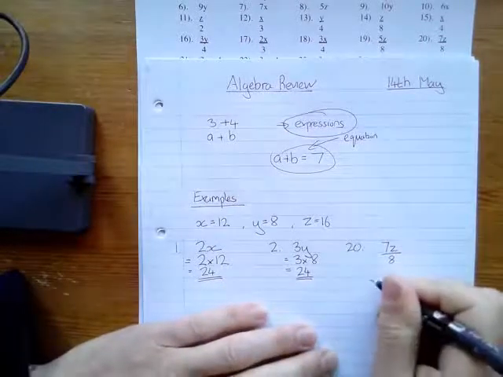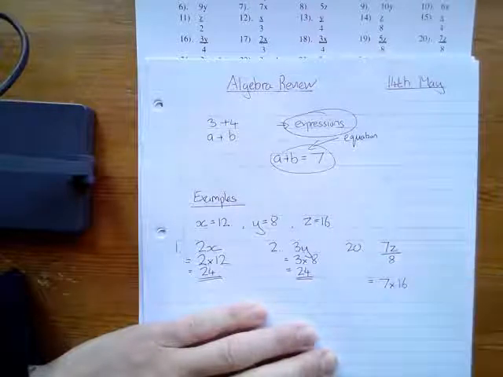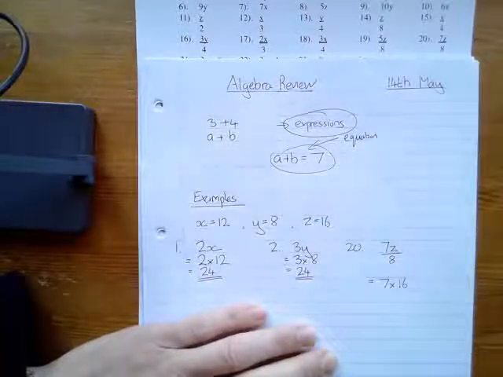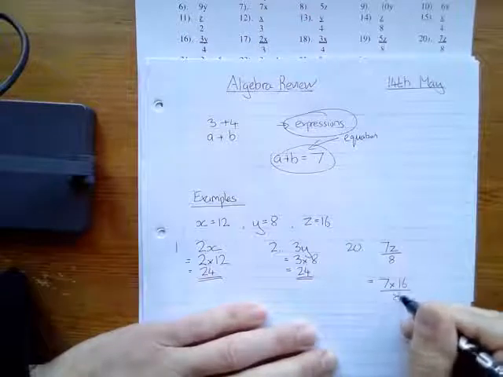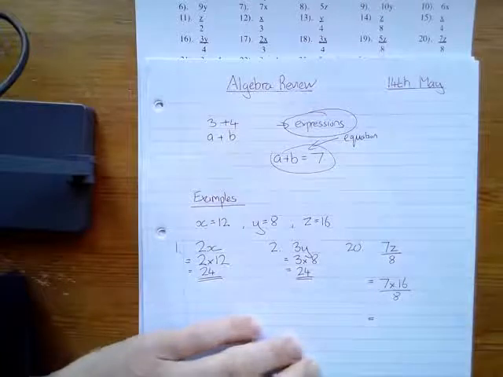Okay, so what does that mean? That means 7 times whatever Z is, which is 16 in this case, divided by 8, like that. Okay, well, I'm going to work my way down the page here.